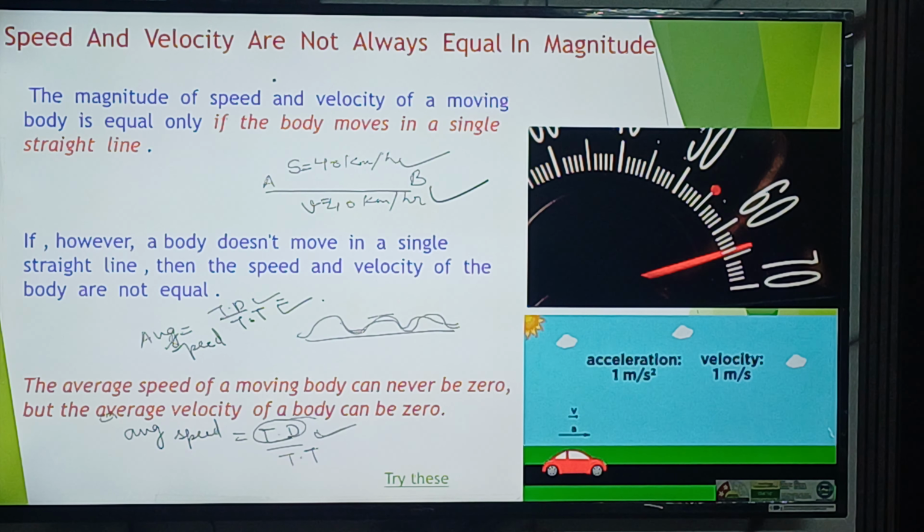Now if I talk about average velocity, so what is average velocity? Average velocity is change in displacement upon change in time. This delta x, delta denotes change. Change in displacement upon change in time interval. Now this can be explained, children, by an example which I am going to explain right now.